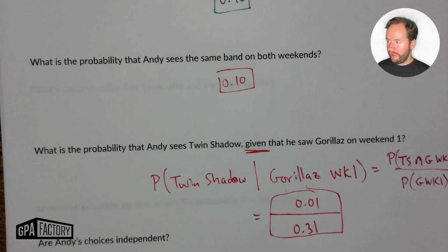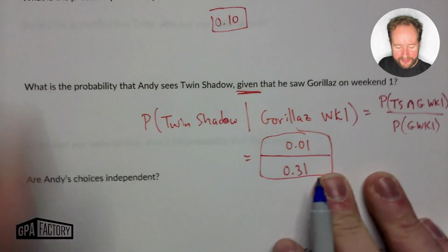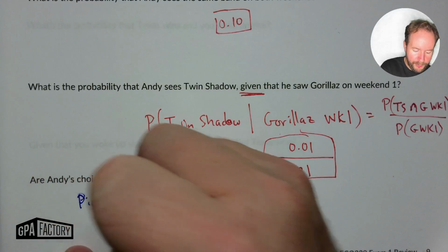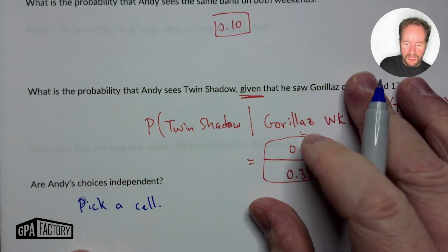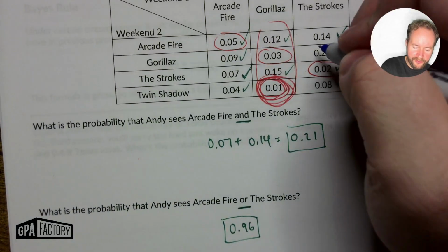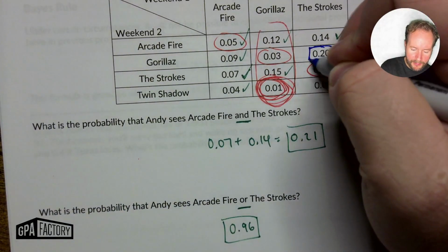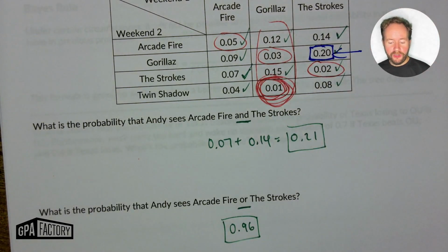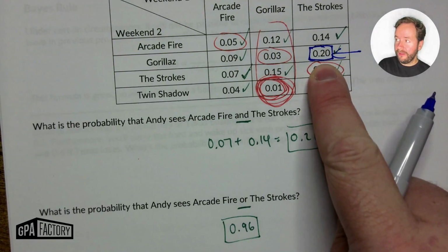Tough question. Last one on this page says, are Andy's choices independent? The way you're going to do this, I'll tell you what the steps are. You pick a cell. So go to the table, pick any cell you want. Okay, I'm going to pick this cell right here. So pay attention. I'm going to pick this 0.2 right here. What you're going to do is find the column sum and the row sum for that cell. What I mean by that is, look at the column the cell is in.